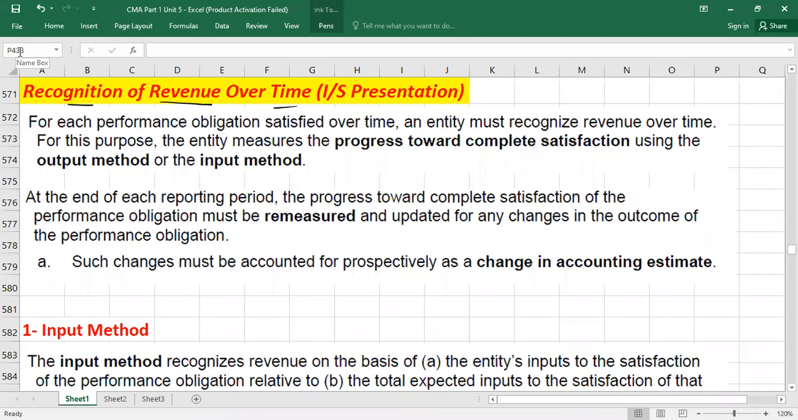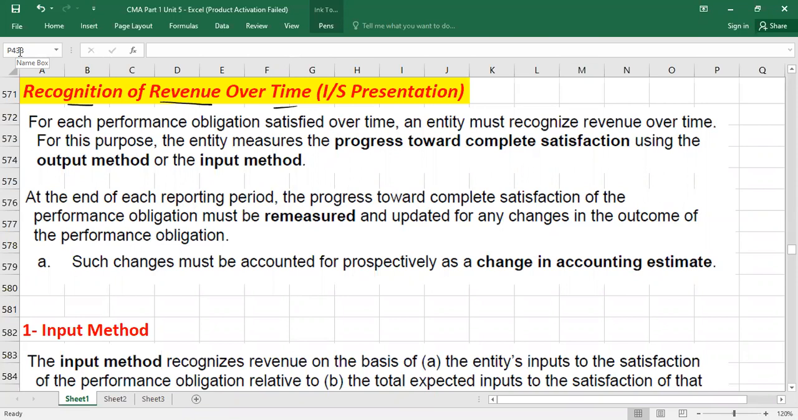In the last class, we discussed the 5-step process to recognize the revenue. Step number 1 was to identify the contract with the customer. Step number 2, identify the performance obligation. Step number 3 was to determine the transaction price. Step number 4 was to allocate the transaction price to each performance obligation. And step number 5 was to recognize the revenue when or as the performance obligation is satisfied.